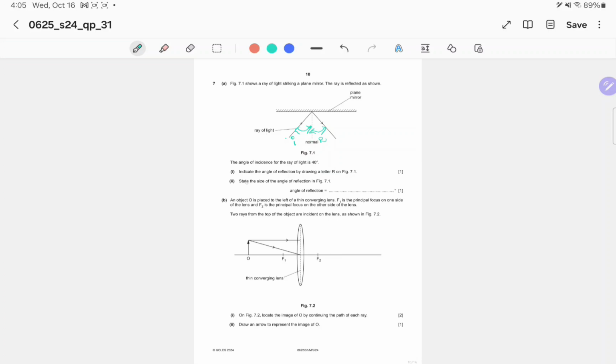Then the second question here: state the size of the angle of reflection. The light reflects back from the mirror at the same angle it hits the mirror. So here it is the same ray of light. When it hits the plane mirror, it reflects back at the same angle. So the angle of reflection is equal to the angle of incidence. As it hits the plane mirror, I is equal to R, so it is 40 degrees. Okay, next question.